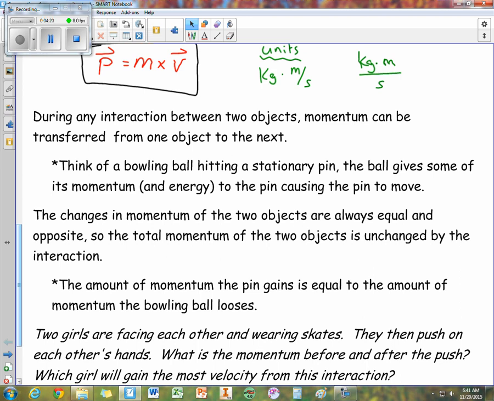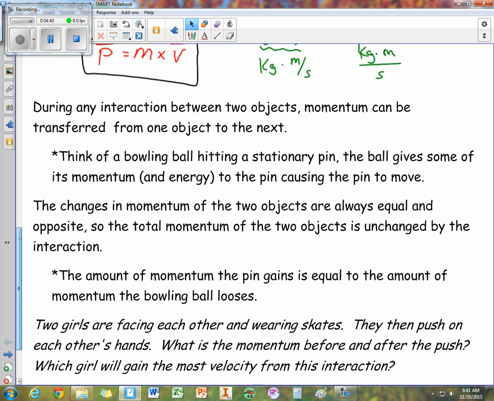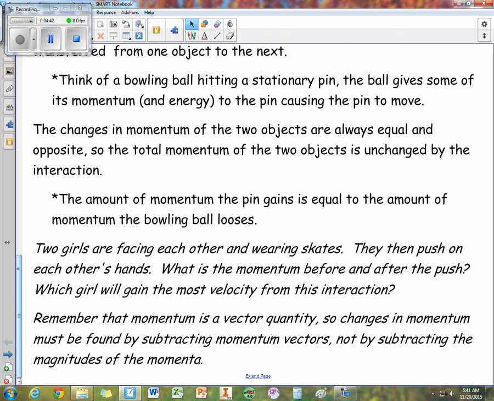Now, what's kind of cool is that the changes in momentum of those two objects will be equal. So the momentum that the pin gains will equal the momentum that the bowling ball loses. Again, this is kind of a cool topic if you think about it. So let's take a look at another example here.